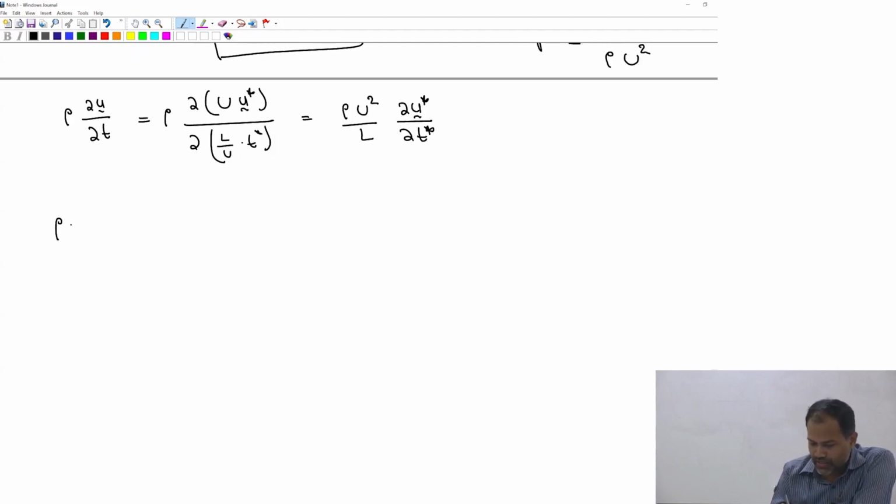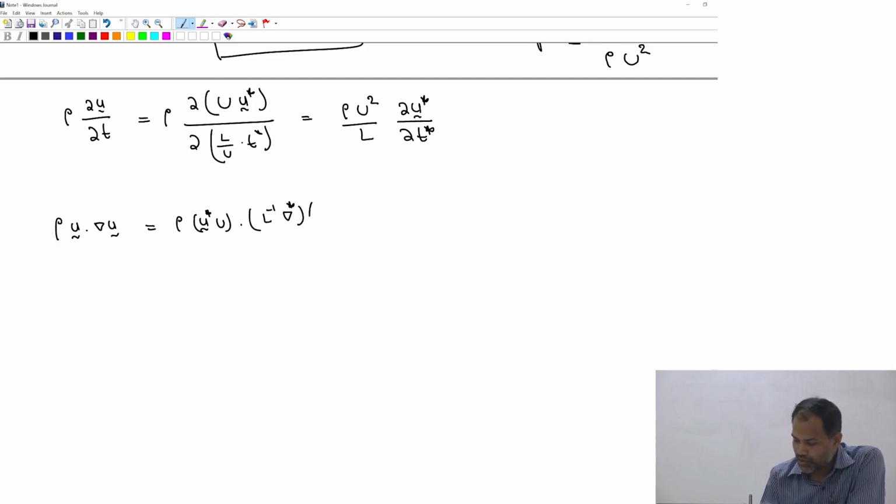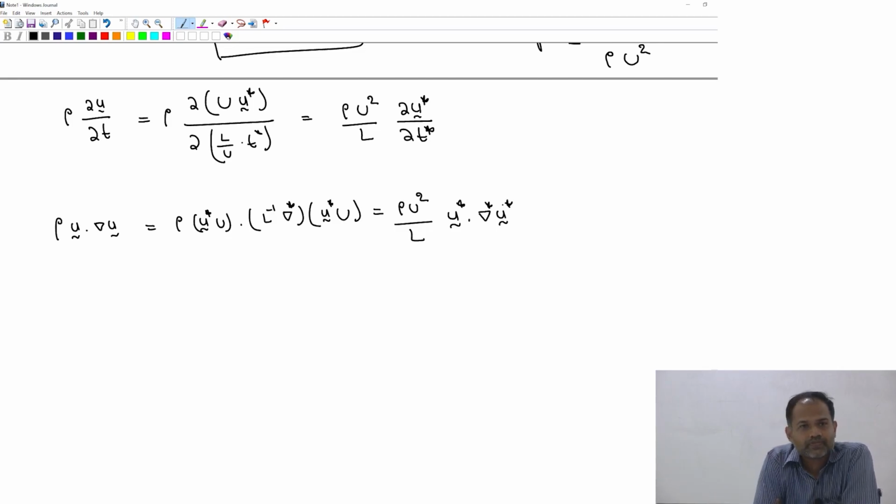Then we have the non-linear term, rho u dot grad u, which is the next term. It is rho, u is U times u star, dotted with the gradient, which is L inverse del star, operating on U u star. This is going to give me rho U square by L into u star dot grad star u star. Correct?